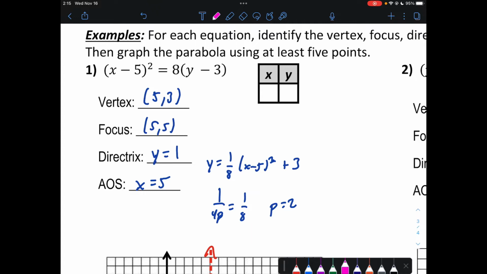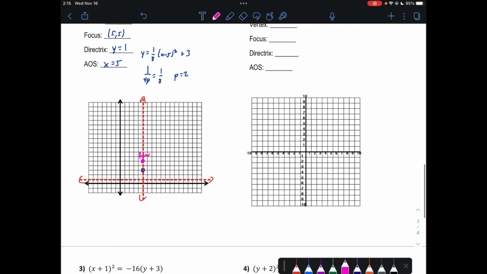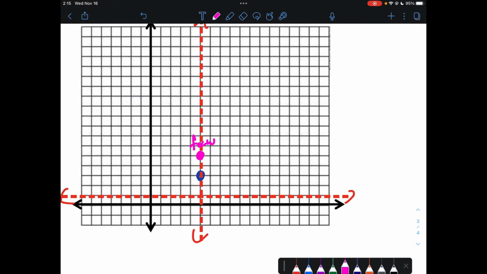All right, so now we need a few points. So pick some numbers that might work out nicely. How about 7? If you put 7 in there, you should get 7 minus 5, which is 2. Squared is 4. 4 eighths is 1/2. Plus 3 is 3.5. So 7, 3.5. And that also means 3, 3.5 is also on there.